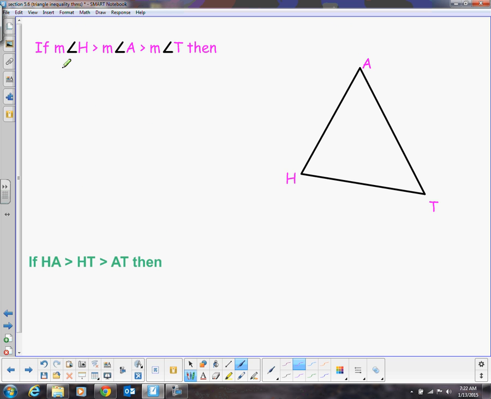Okay, so we're telling you that H, you see that sign? This means H is big. This is medium. This is small. So I need to know if my angle H is the biggest, what side is opposite H, Jeff? What's opposite H? Yes. So AT is going to be bigger than. What side is opposite A, Bree? Good. And then what side is opposite angle T, Leslie?